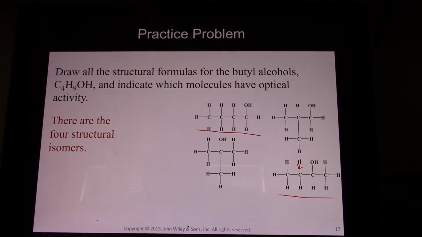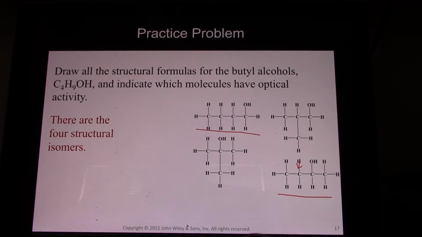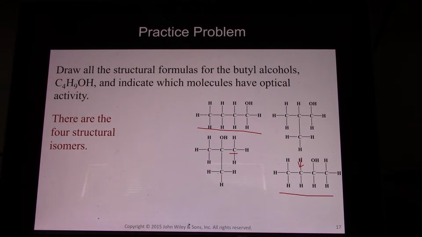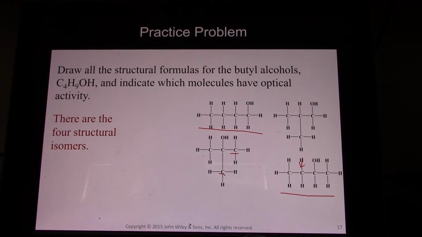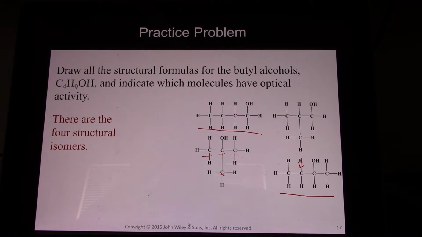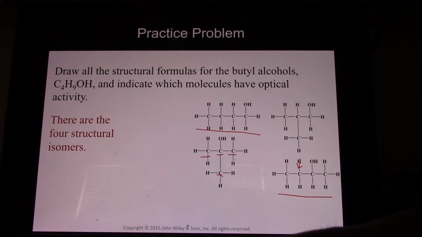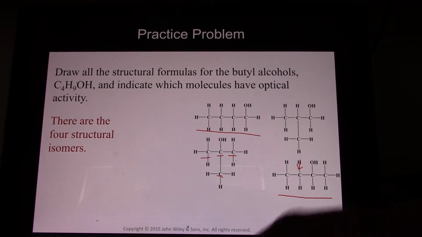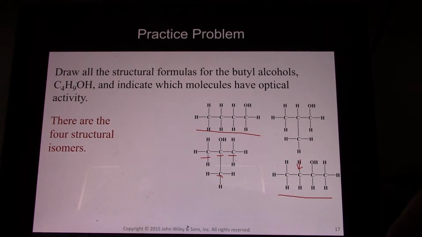And here we have methylpropanol. And the OH can either be on a terminal, this one, and this one. Those 3 methyl groups are the same. So it could be there, or it can be on the middle carbon. And so in this way we have 2-methyl 2-propanol, or 2-methyl 1-propanol. So we have 4 structural isomers. Which one of these will have optical activity?